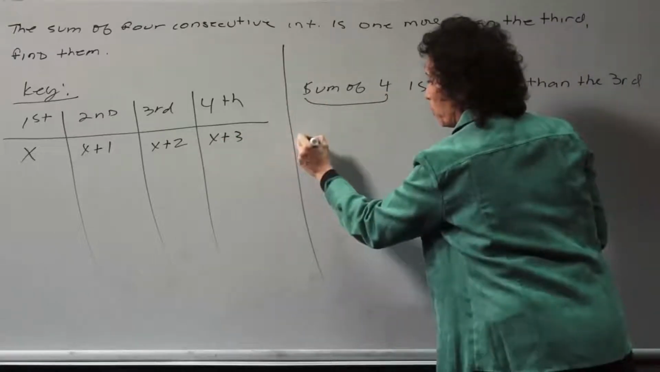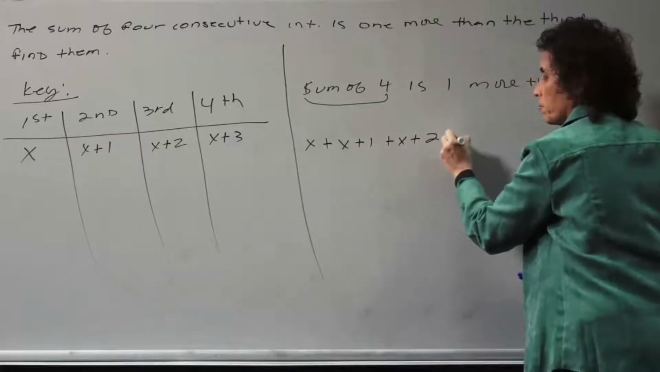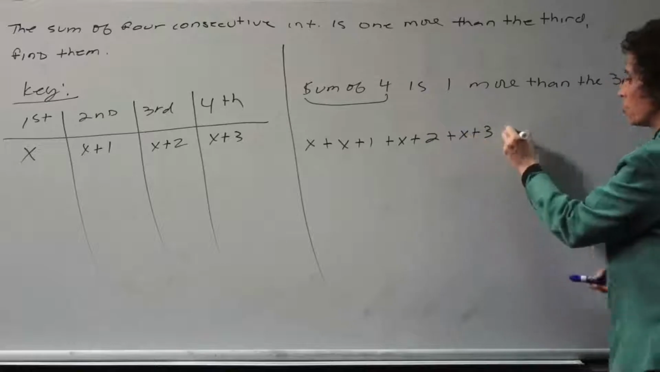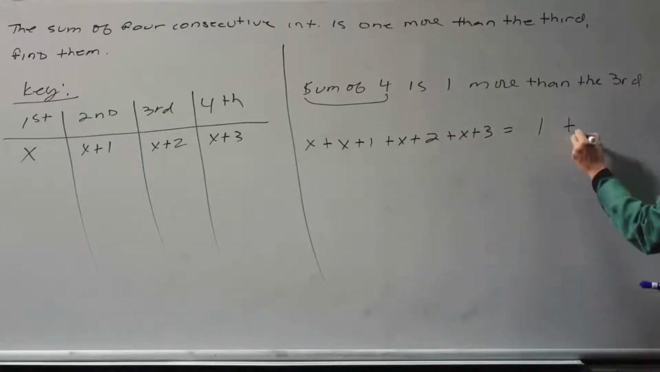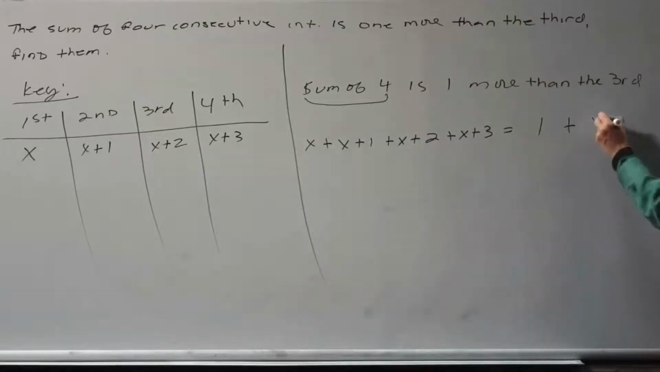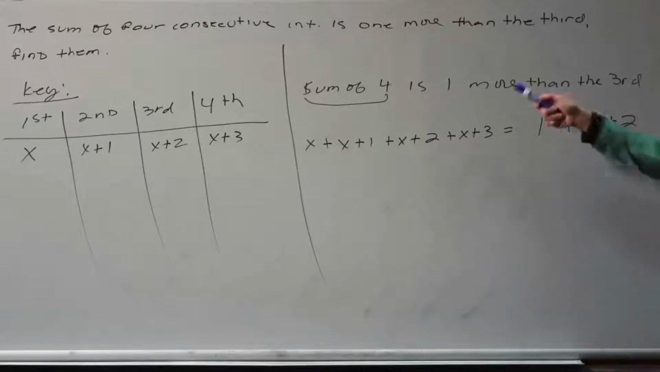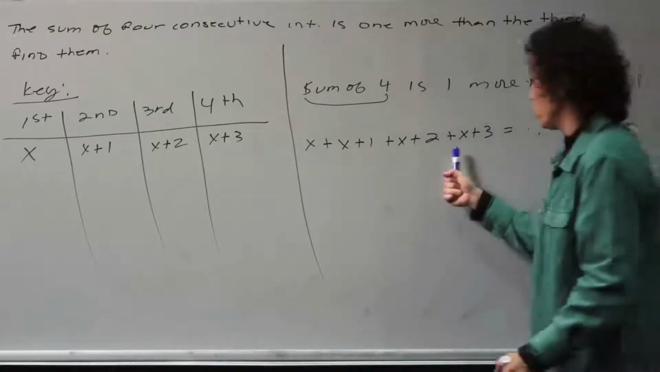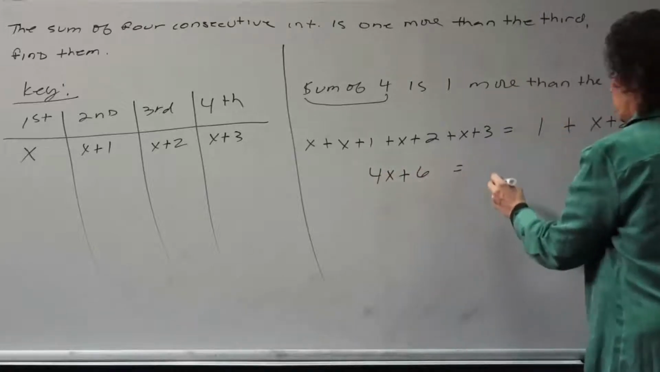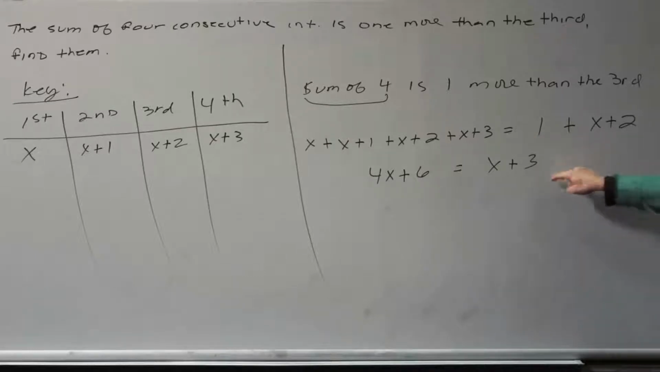Okay, the sum of the 4 of them would mean to add these up. That's the sum of the 4 of them. And that equals 1 more than the third. The third one is x plus 2. Word for word. It doesn't matter. Just go word for word. Okay, so 1, 2, 3, 4 x's plus 6 equals x plus 3. If you're wondering where I got the 3, 1 plus 2 is 3.